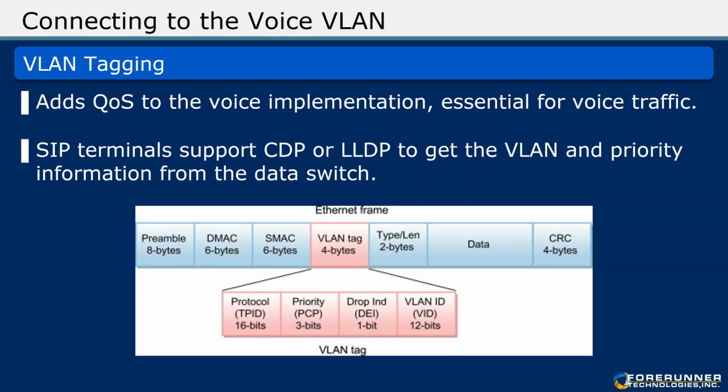There are other ways to do it. There are DHCP options that the brands and models of terminals support to get the VLAN information, but in my own experience, using VLAN tagging is the best way to go.